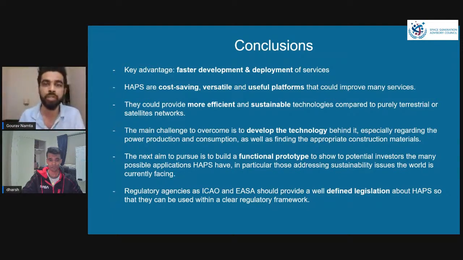There is still no regulatory body for HAPS altitude. There are regulatory bodies for airplanes. There are regulatory bodies for satellites. But in between, where HAPS come in, there's still a need to lay down proper regulations, rules and certifications. And so we certainly believe these two challenges should be solved in this decade, and the technology should rise up from here. And that's it from our side. Thank you so much for your attention, and do let us know if you have any questions.